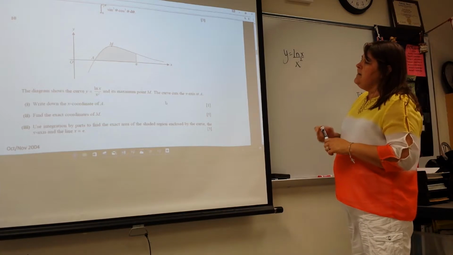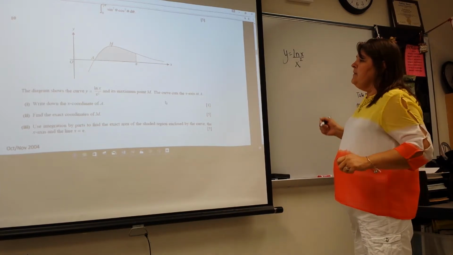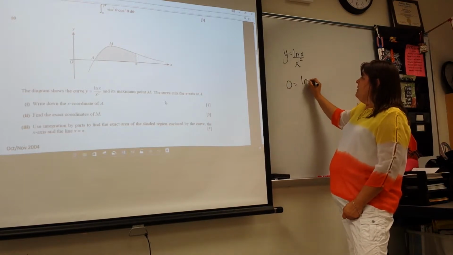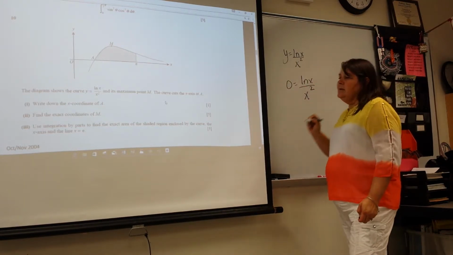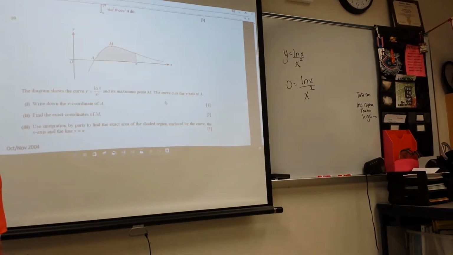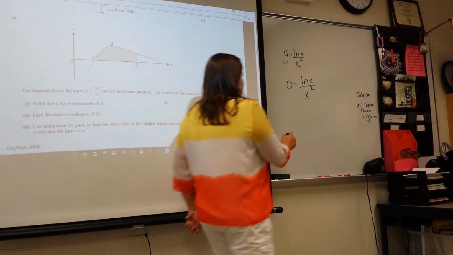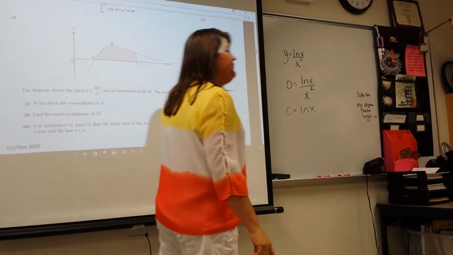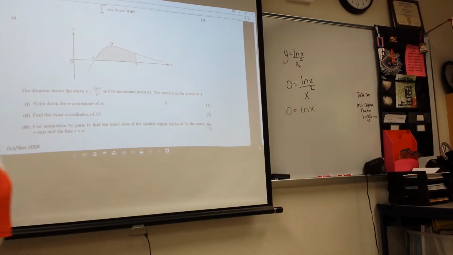Okay, so we have ln of x over x squared. First of all, write down the x coordinate, so where it meets the x-axis. You told me that where this is 0 is where A is going to happen. So what's the first thing? Multiply both sides by x squared. So I have ln of x equals 0. That was easy to know. What is it? 1. Because ln of 1 is 0. What's an easy way to figure that out?